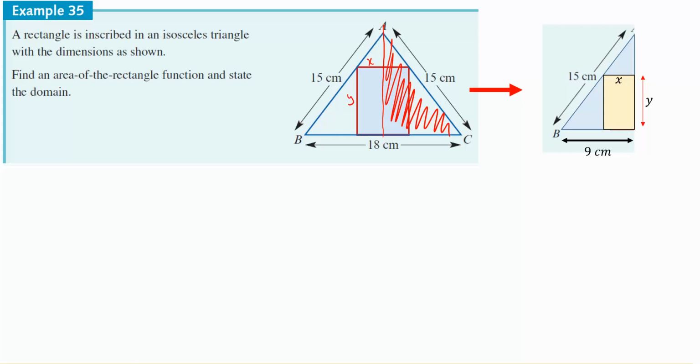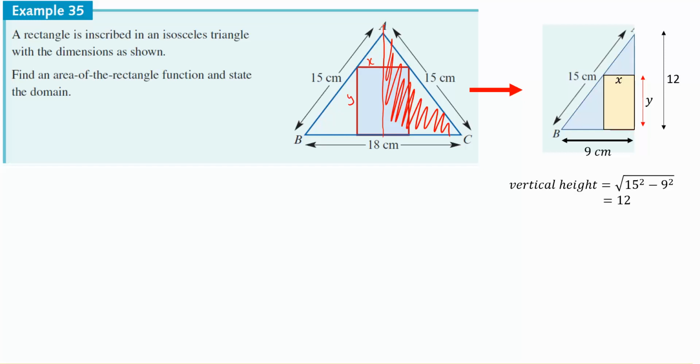Pythag. So I'm going to use Pythagoras. I'm going to find the entire height. 15 squared minus 9 squared. It's 16. Oh, no, it's not. 3, 5, 4. 12. Yeah, sorry, 12. So I know that that is 12 now. So now I can write it as a function.